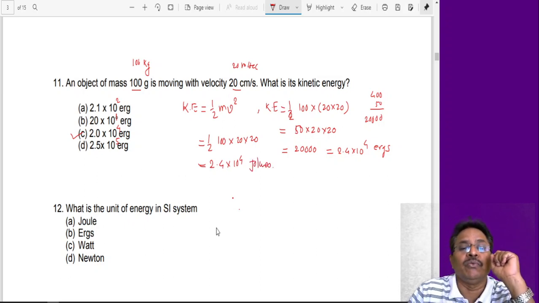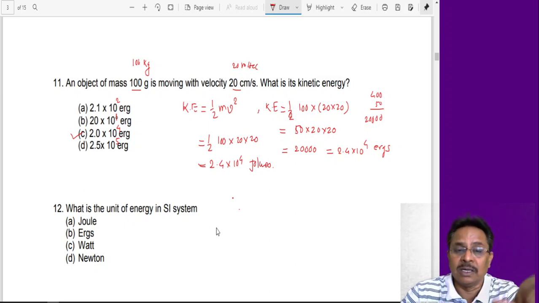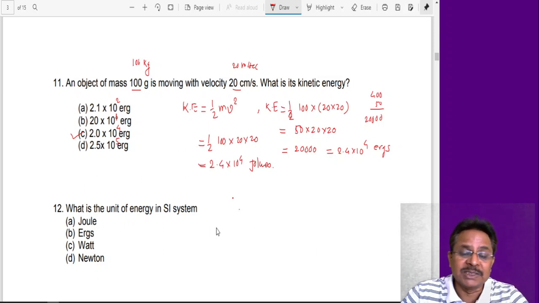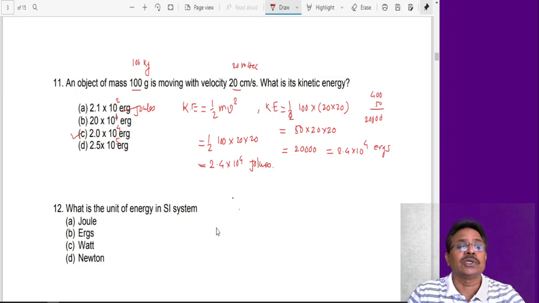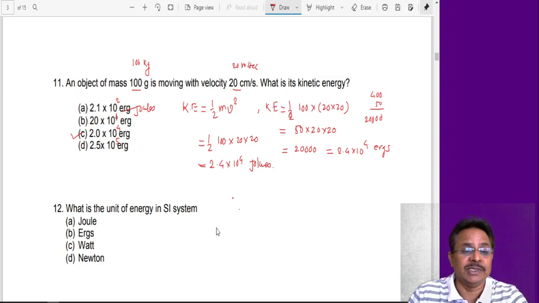So you have to see very carefully. Remember, this type of simple example may not be asked in the examination, but the same example, by making certain changes, may be asked. One of the quantities will be given in CGS, one in MKS, or both will be given in MKS, or both in CGS. Based upon that, you have to find the unit of the final answer, that is kinetic energy. If it is given as joules here, that will not be correct. So the correct answer for question number 11, as we have seen, is 2 into 10 raised to 4 ergs.